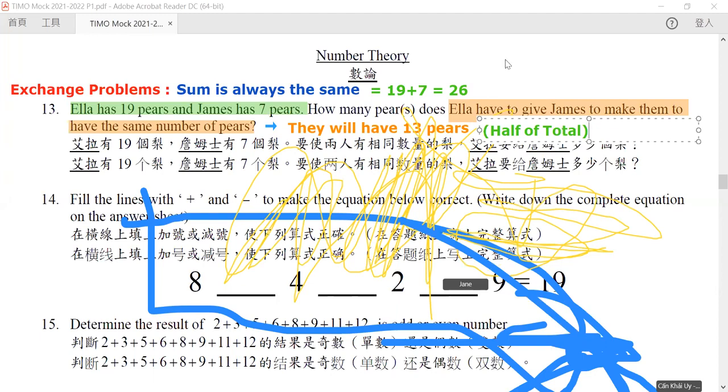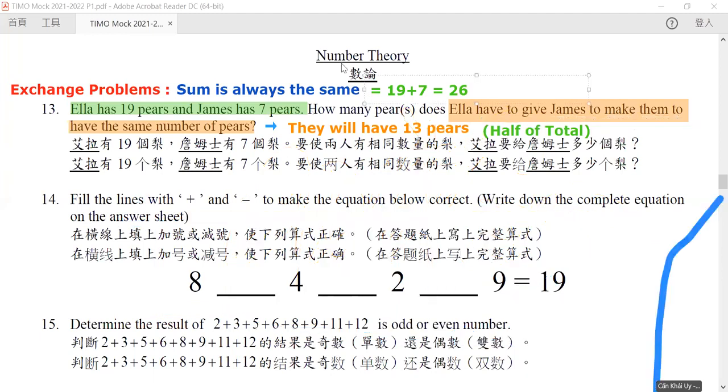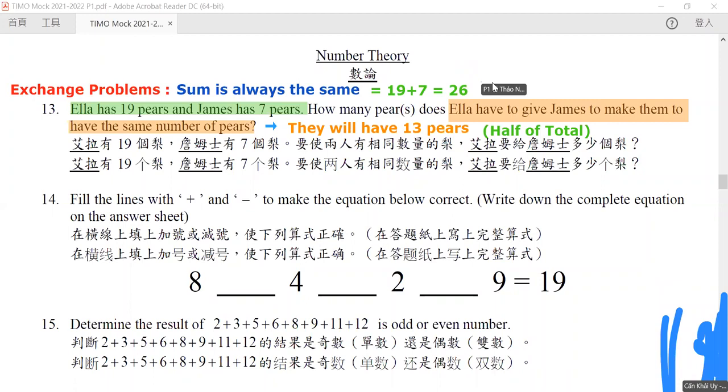Okay, this will be half of the total. Once you know their final distribution, could you please stop drawing on the screen? Unless I told you so, please do not draw on the screen.